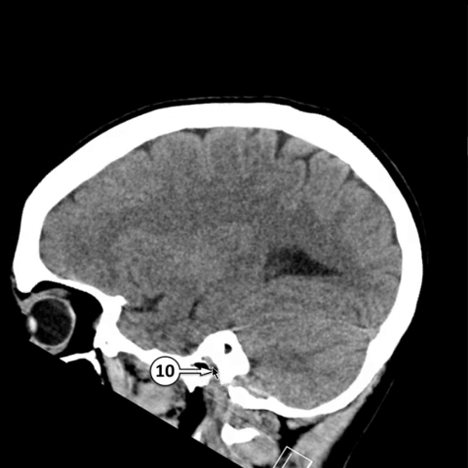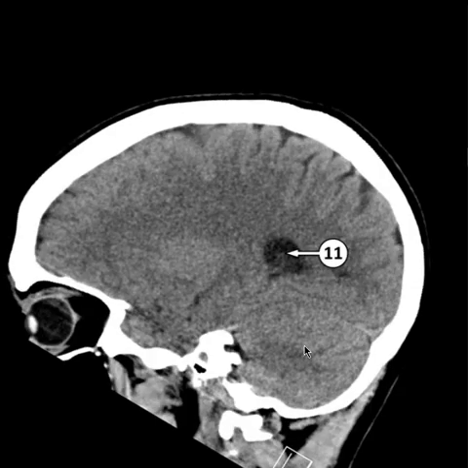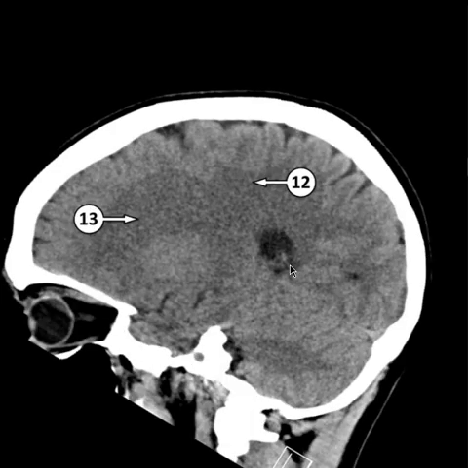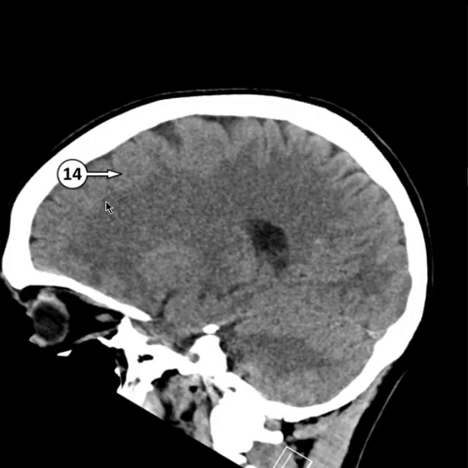10 coming into view is the carotid canal. So we are moving further medially. 11 is the trigone, also known as the atrium of the lateral ventricle. 12 here is the centrum semiovale, and 13 is the forceps minor. 14 is the frontal lobe.